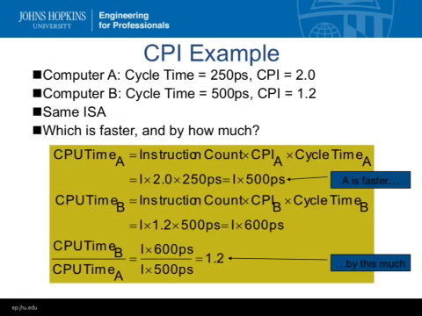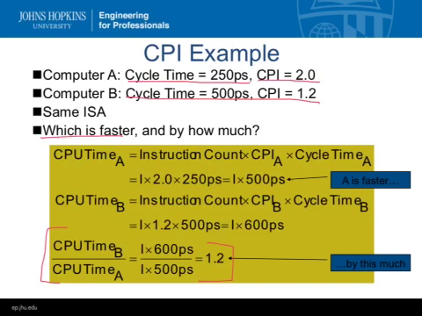Let's do another example calculation with CPI this time. We have 2 computers, one with a cycle time of 250 picoseconds and a cycles per instruction of 2. The other one, as we see here, has a cycle time of 500 picoseconds and a CPI of 1.2. Which is faster? How do you define that? Well, which one runs the program faster? So we have to figure out the running time for each program.